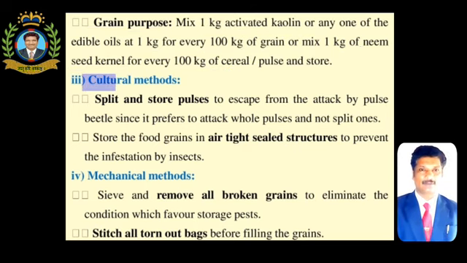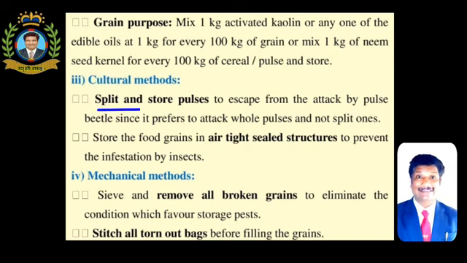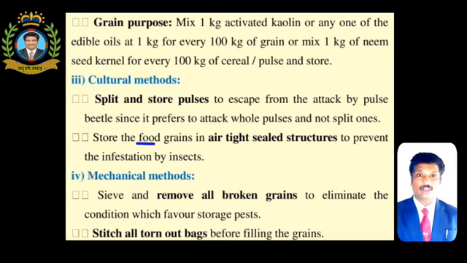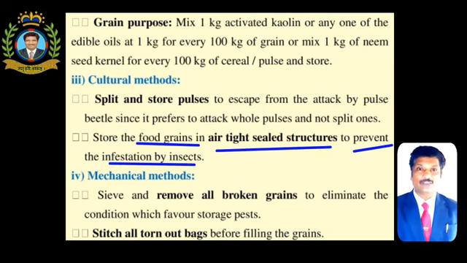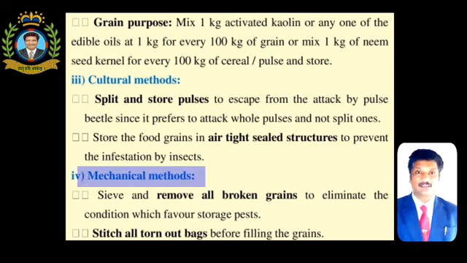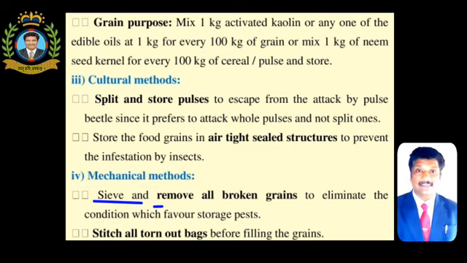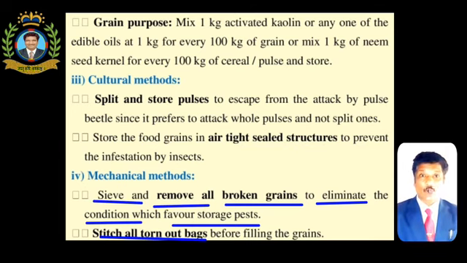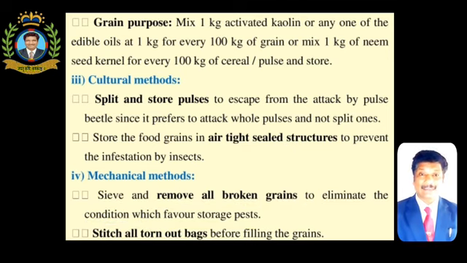The method known as the cultural method has also been used. The most common one is to split and store the pulses, just to escape the attack of the pulse beetle. While you are storing the food grains, you have to store them in airtight structures to avoid infection. In the case of mechanical methods, mostly try to sieve and remove all the broken grains just before storing. Stitching of all the torn bags is also a very important precaution to be carried out before storing.